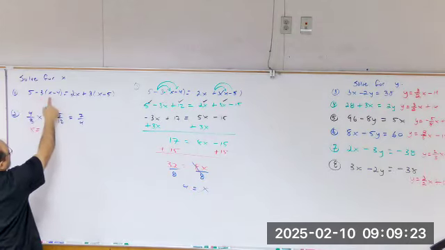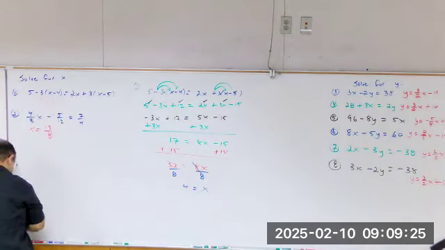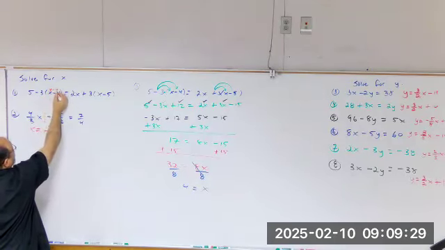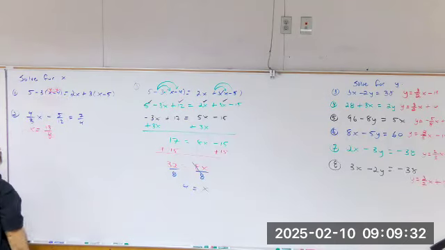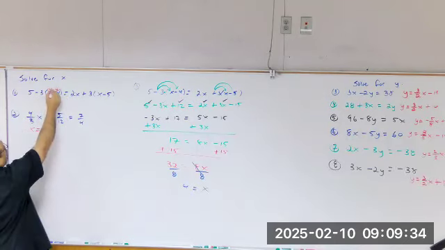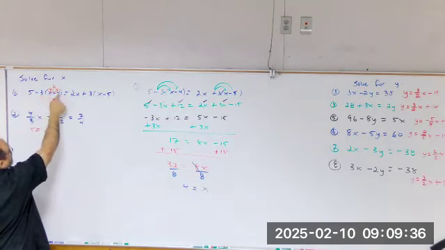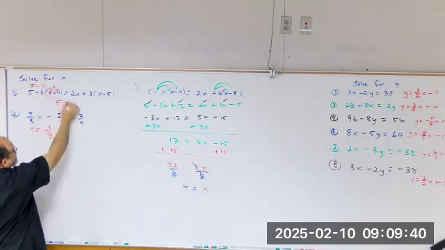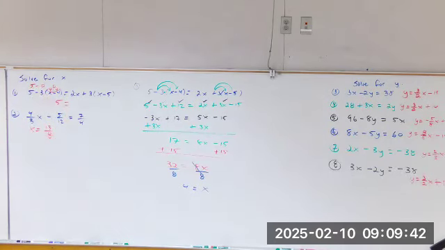If I plug in 4, I would get 4 minus 4. What's 4 minus 4? 0. I would have a 0. What's 3 times 0? 0. So I would have 5 minus 0. So on the left-hand side, I just have 5. When I plug 4 into the left side, I get just 5.